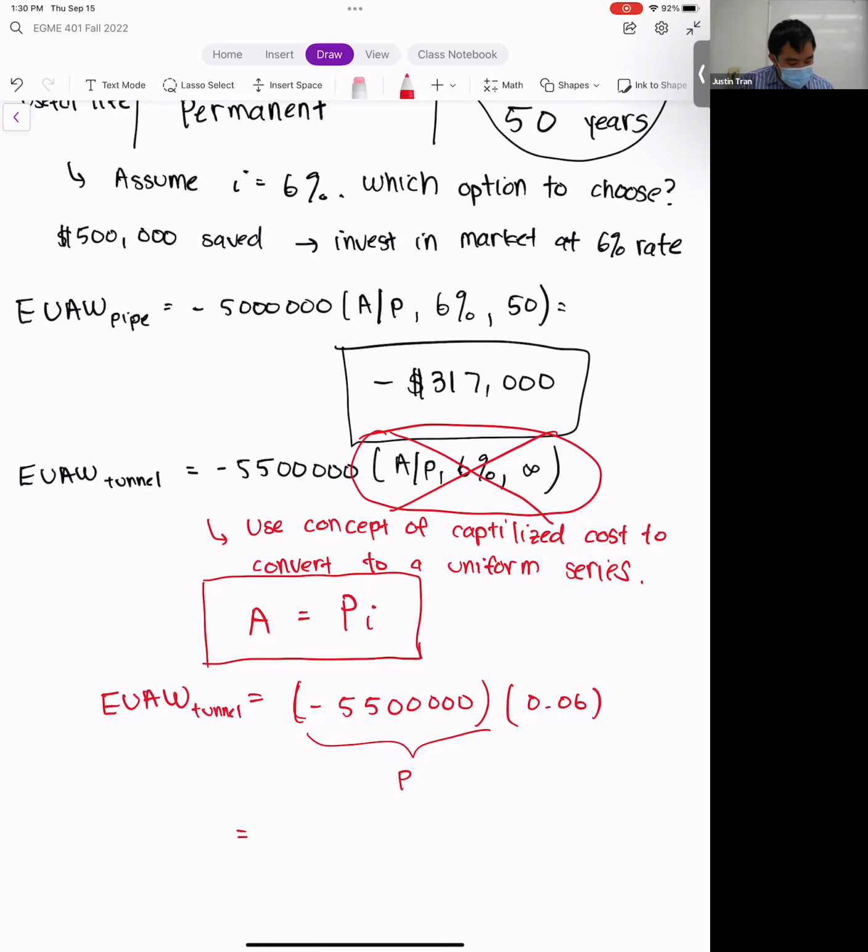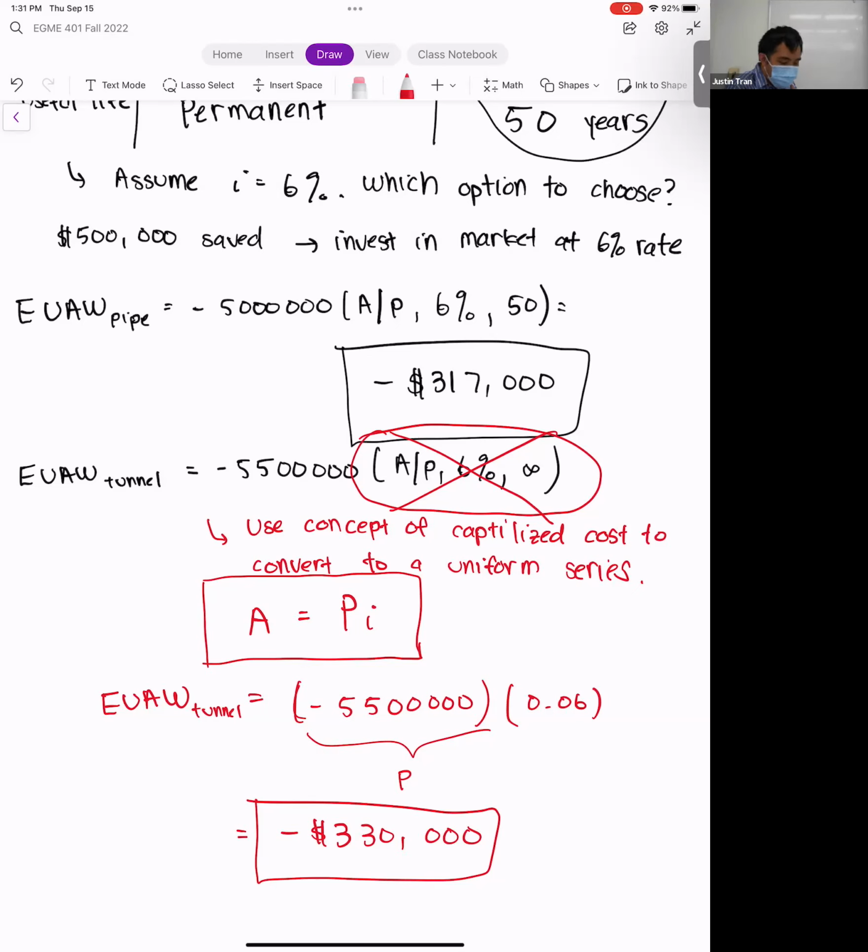All right, so let's go ahead and compute that. We have minus 5.5 million multiplied by 0.06, and what we get is minus 330,000. All right. And so our first EUAW is minus 317,000, and the other one is minus 330,000.